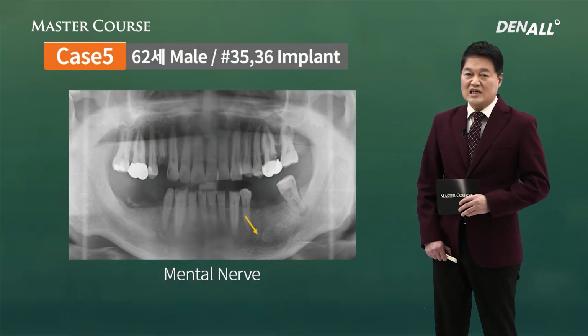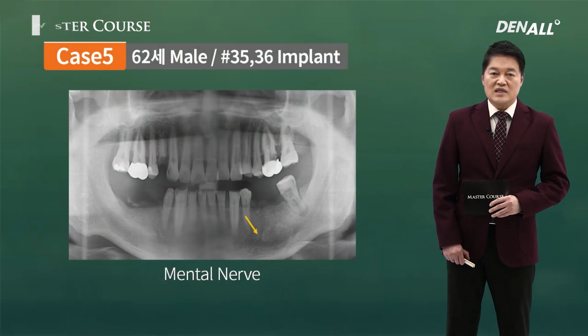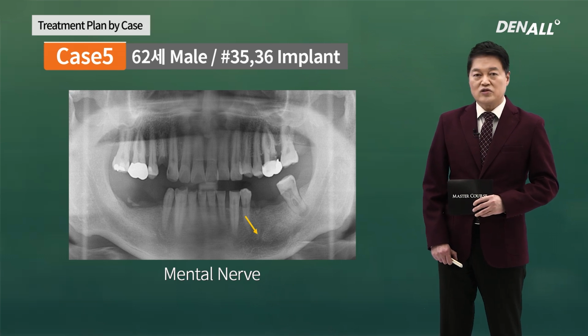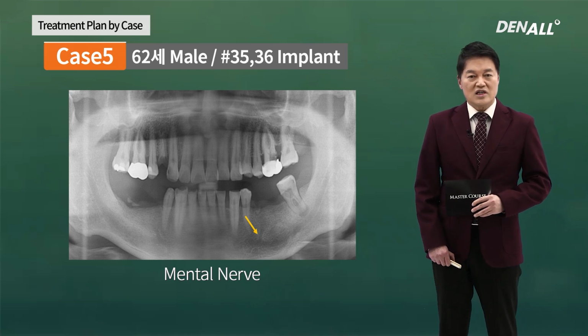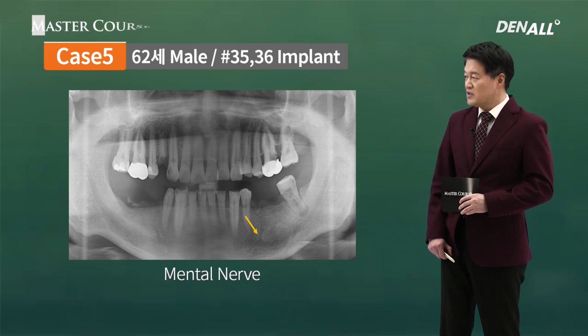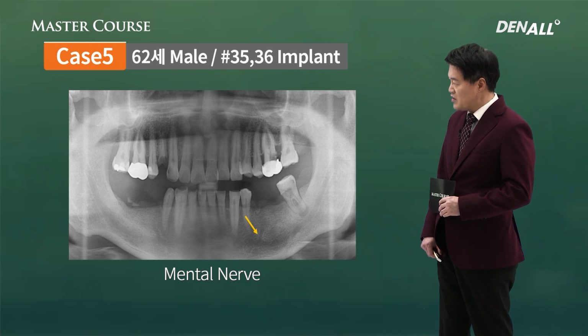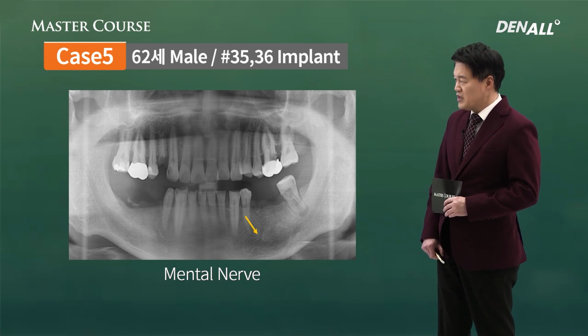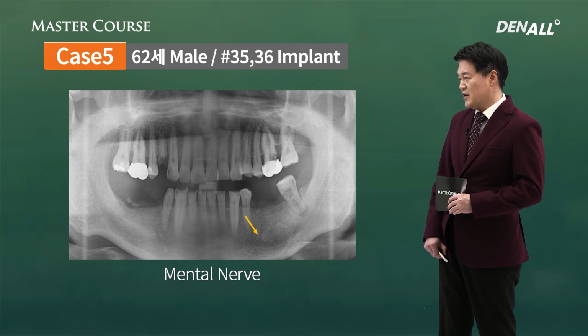This is the last fifth case. 62 years old male patient, number 35 and 36. Implant placement plan was made. As you can see on the X-ray, there is something unusual. Mandibular canal to mental foramen. The mental nerve is very long and clear.